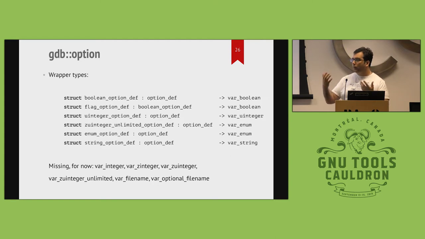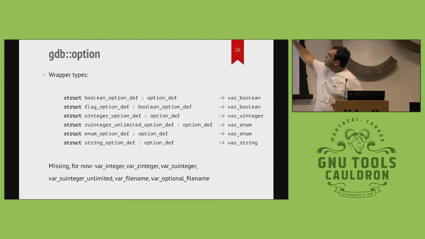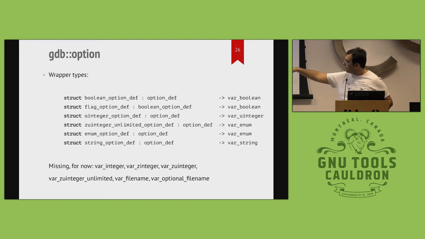So it's a convenient way to create, for example, a Boolean option. You use Boolean option def. It has the right constructor, and it initializes the fields of the option def in the right way for a Boolean option. There are a number of those for different kinds of options. Notice these enumerations are the same enumerations used for the GDB commands. A few types have never been converted to options just because there's no option using them right now.